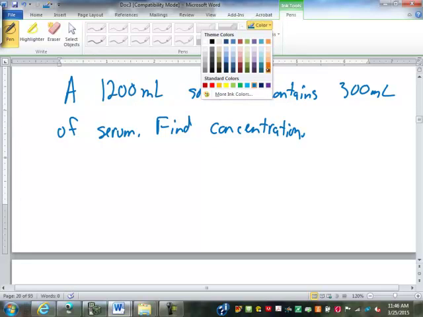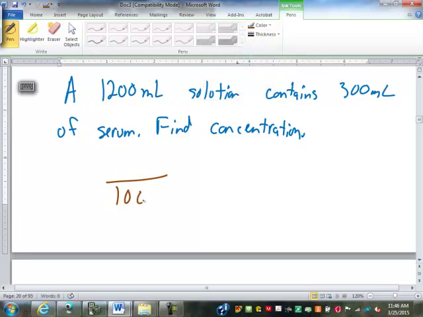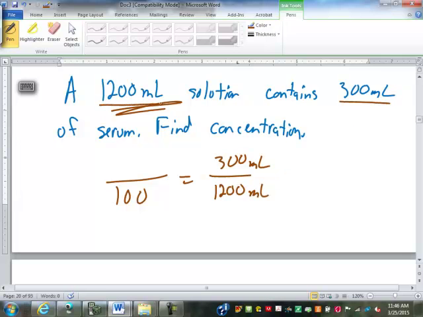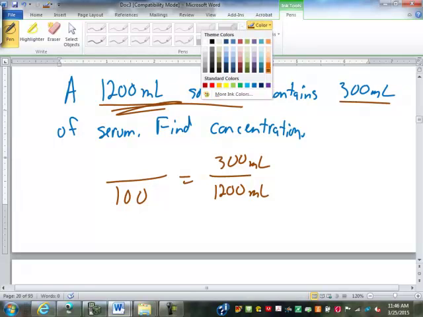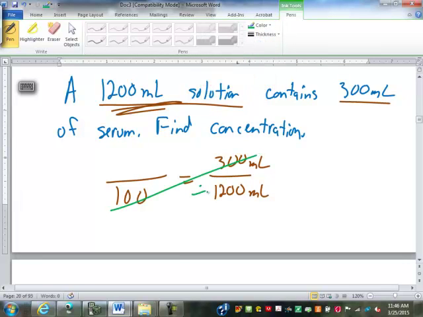Well, we are still working with a percent, so it's going to be blank over 100 equals our serum, 300 milliliters, over our total volume, which is the 1,200 milliliters. But notice this is 1,200 milliliters of solution, not 1,200 milliliters of water or saline. It is 1,200 milliliters of the total solution. Cross multiply and divide here. 100 times 300 divided by 1,200 gives us 25. So that is a 25% solution, or 25% concentration.